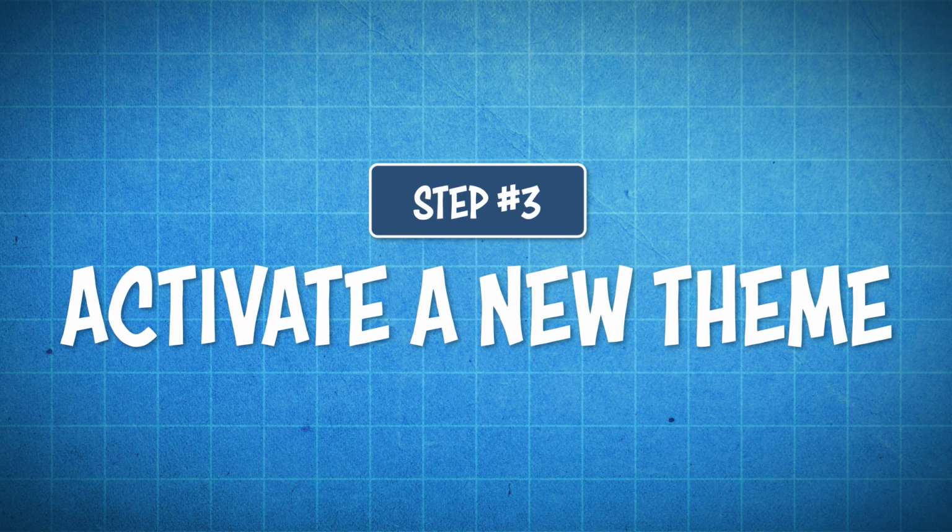Okay, so step number 3 is to activate a new theme. And a theme just determines the overall style of your website, and then you can customize even further. So the theme that we're going to be using is called Astra, and Astra is super clean and very easy to use. So let me show you how to get it.